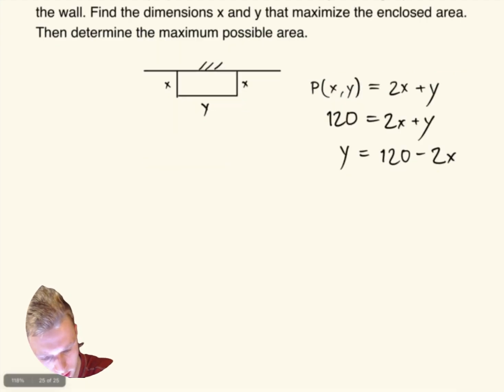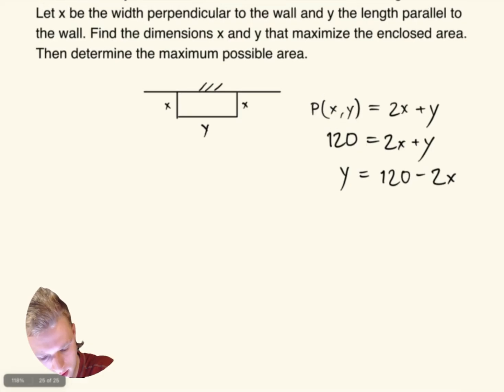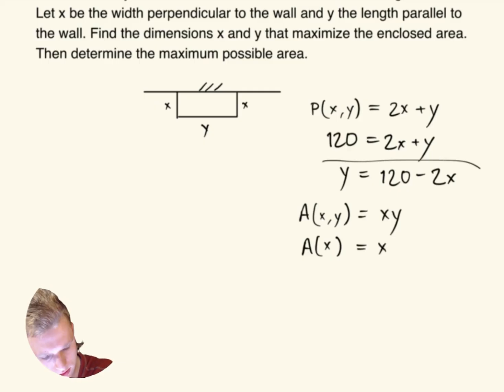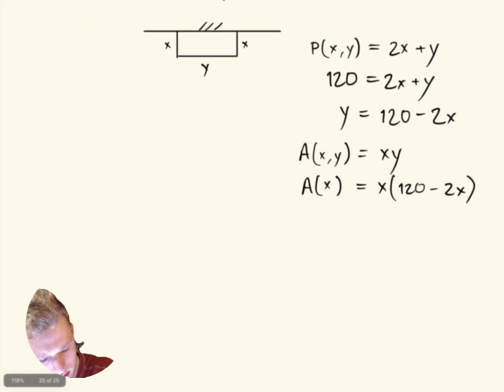Now what we need to do is make an equation for the area in terms of x and y, which is very simple. We just have x times y. And now we just want it in terms of x. So we're going to substitute this into where the y is. Easy enough. And then we'll just make it calculus friendly, so to speak.